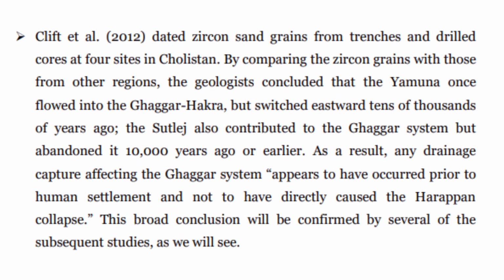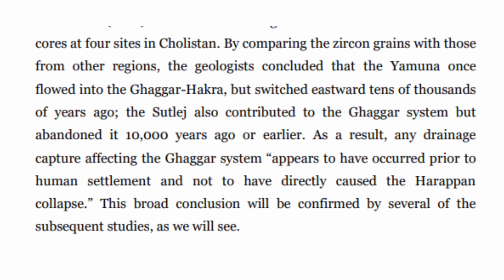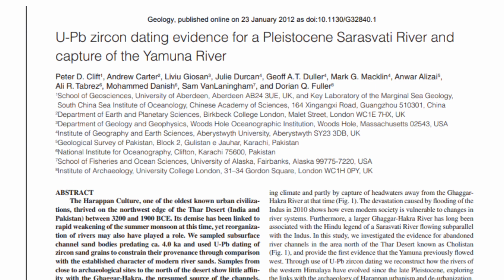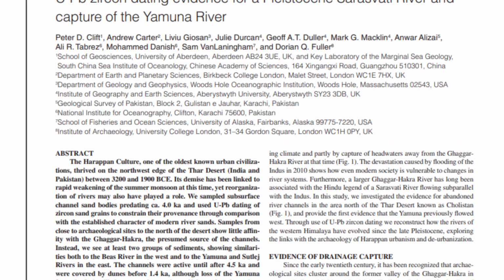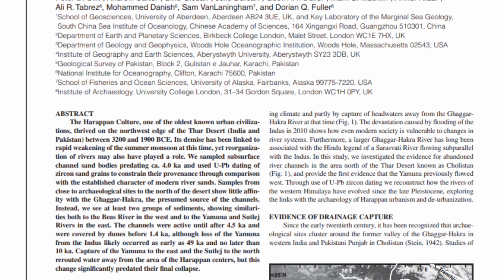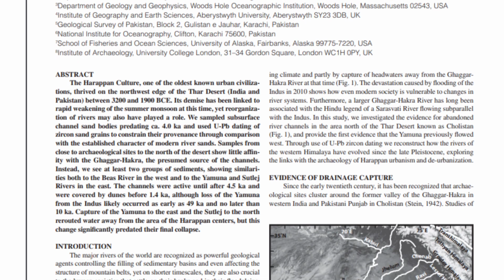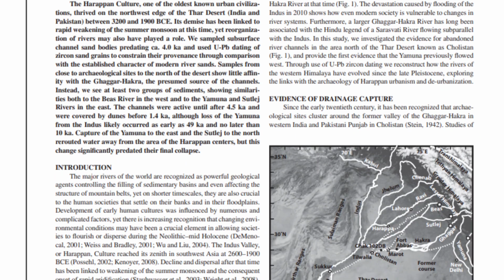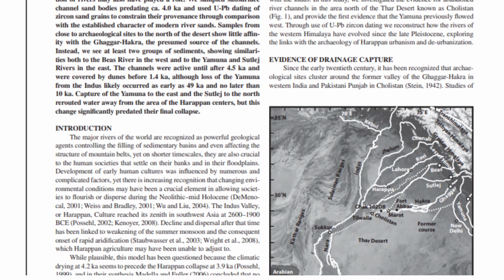Clift et al. in 2012 dated zircon sand grains from trenches and drilled cores at 4 sites in Cholistan. By comparing the zircon grains with those from other regions, the geologists concluded that the Yamuna was once flowing into the Ghaggar Hakra but switched eastwards tens of thousands of years ago. The Sutlej also contributed to the Ghaggar system but abandoned the river about 10,000 years ago or earlier.